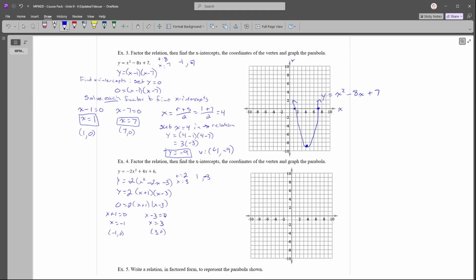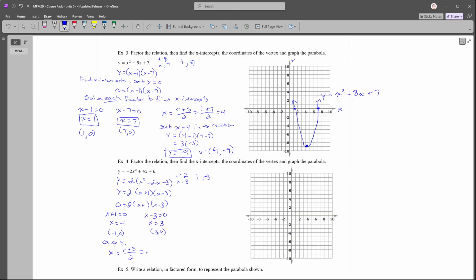Yay. But we need to find the vertex. So the first thing we need to do is find that axis of symmetry. Same as we always do. For the axis of symmetry, we need to say x is equal to (r plus s) divided by 2.